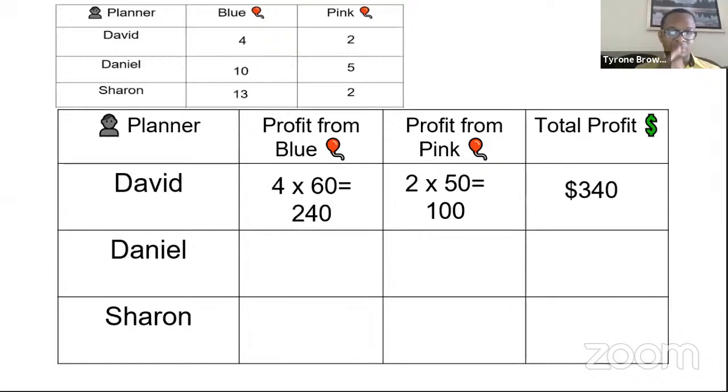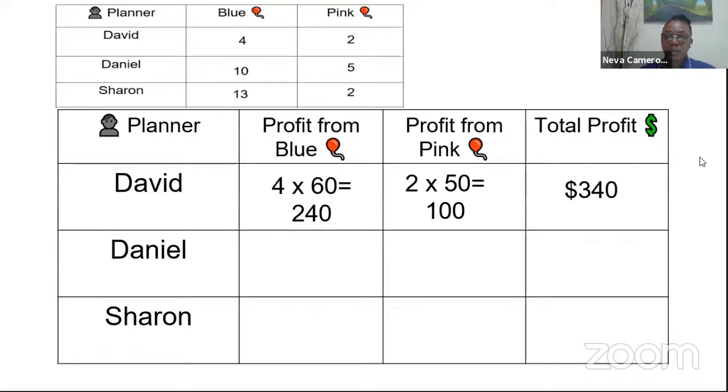Okay, so we have 340 for the party that David is planning. Daniel is the next party planner. He chose 10 blue balloons and 5 pink balloons. How much would be the total for Daniel's party, if Daniel is the party planner? All right, what's the total? I see where they're working out the 400, 600. I'm seeing some totals coming in.